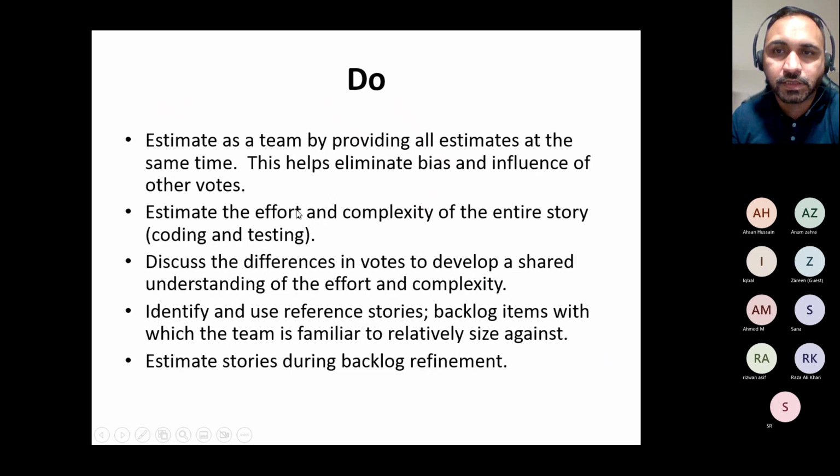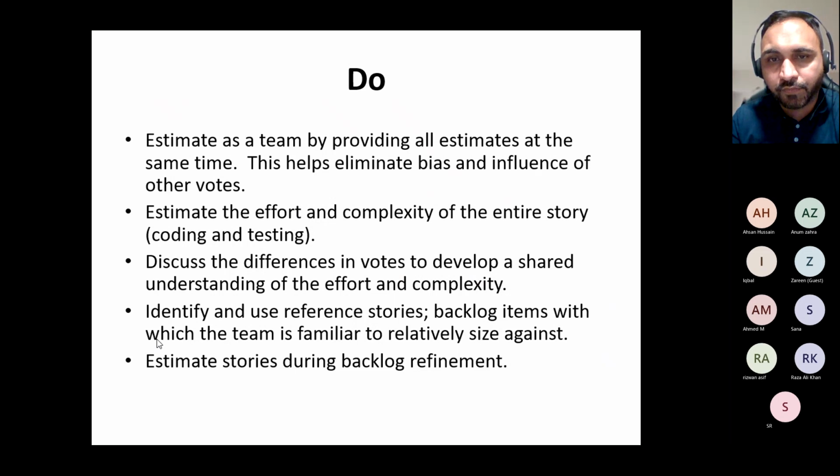Estimate the effort and complexity of the entire story, coding and testing. Don't consider only coding in mind, or only testing in mind. Discuss the differences in votes. Remember, those are facilitation tips. Discuss the differences in votes to develop a shared understanding of the effort and complexity. For example, a developer should be thinking from the testing shoes, and a tester should be thinking from the development perspective as well. That's where they talk to each other.